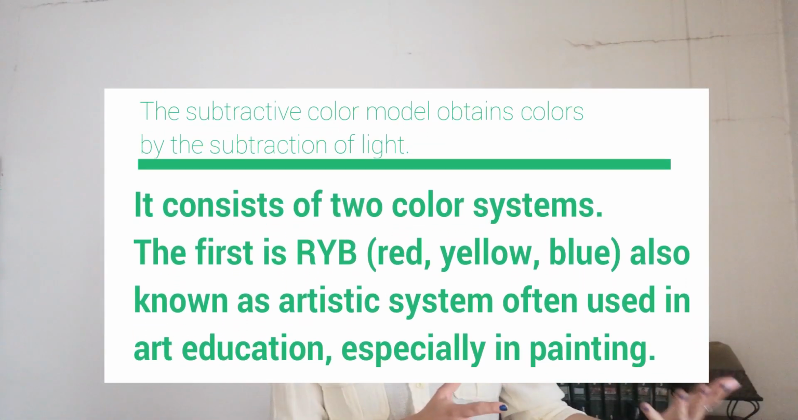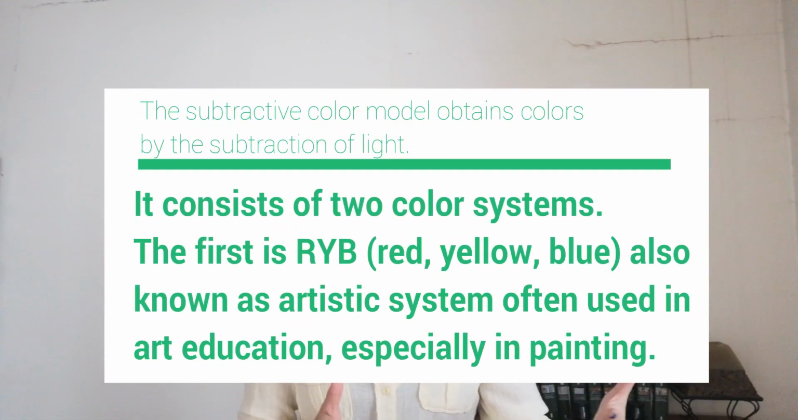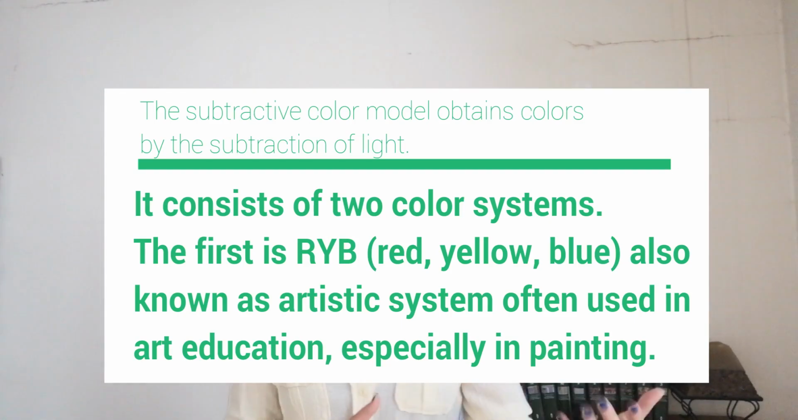Now, the subtractive color model obtains colors by the subtraction of light. It consists of two color systems. The first is RYB, an artistic system often used in art, education, and especially in painting, and RYB was the basis for the modern scientific color theory, which determined that cyan, magenta, and yellow are the most effective set of three colors to combine.